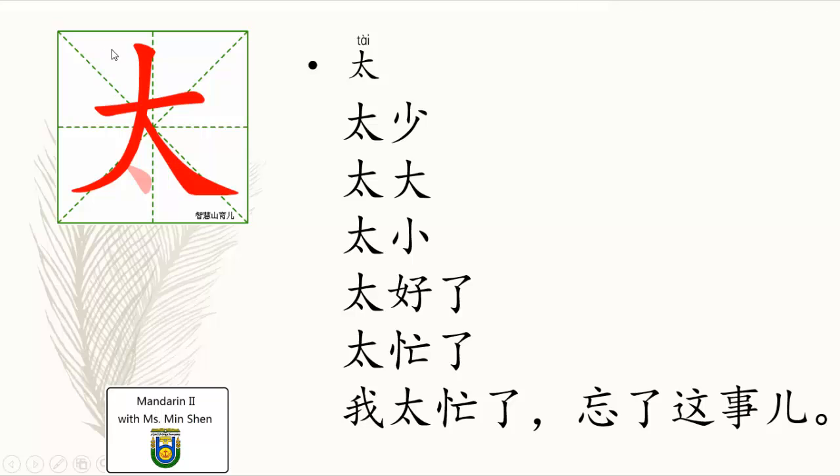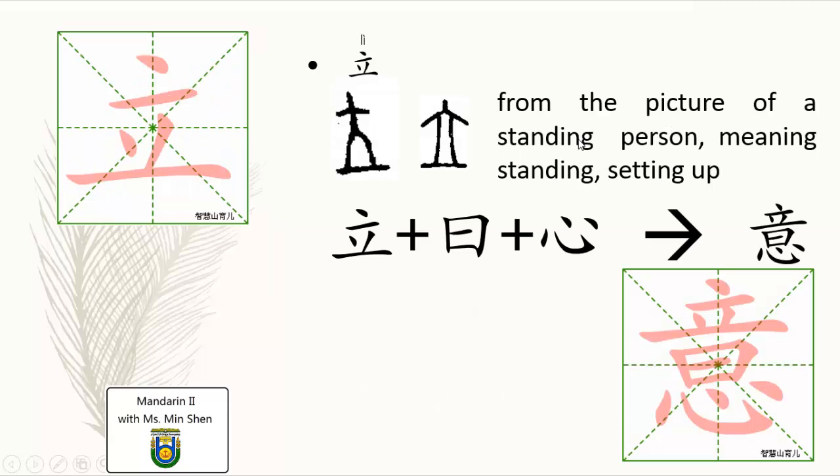Another character, 太, very easy. Originally it's the character 大, but it's a little bit more than big. So somehow it's too big, right? 太, too extreme. 太少, too few. 太大, too big. 太小, too small. 太好了, great, right? Terrific. 太忙了, too busy. 我太忙了, I am too busy. 忘了这事儿, forgot this matter. Yeah.